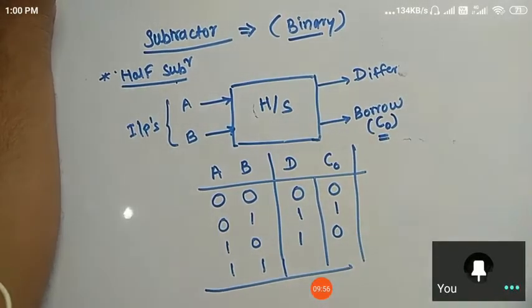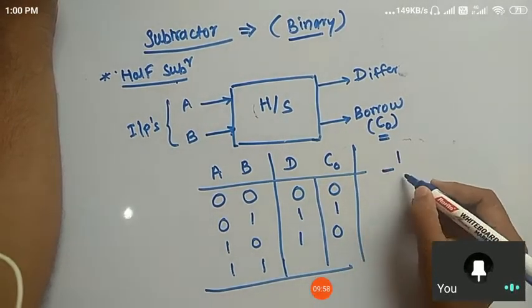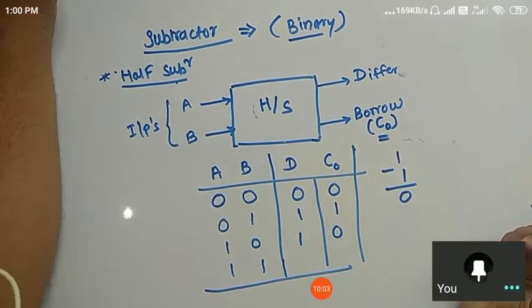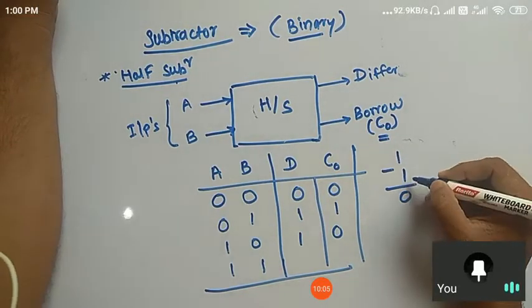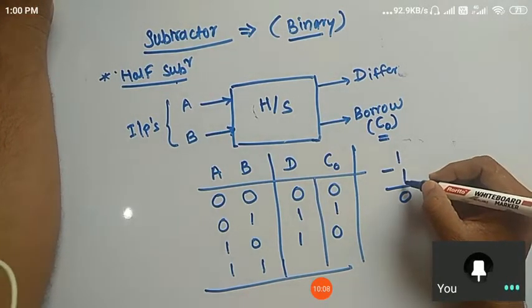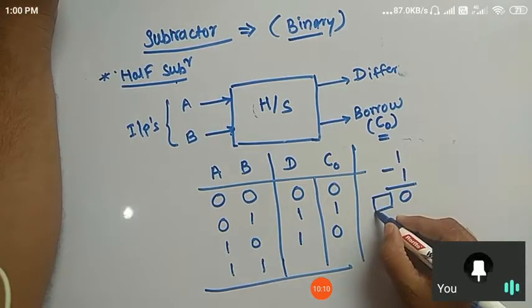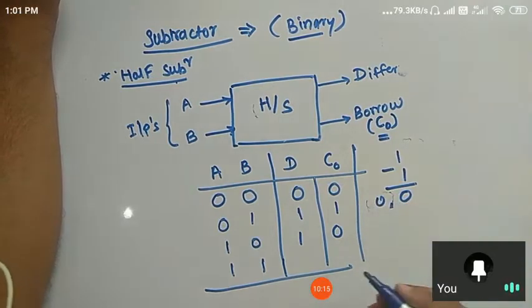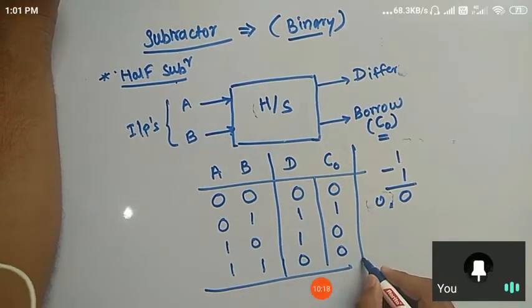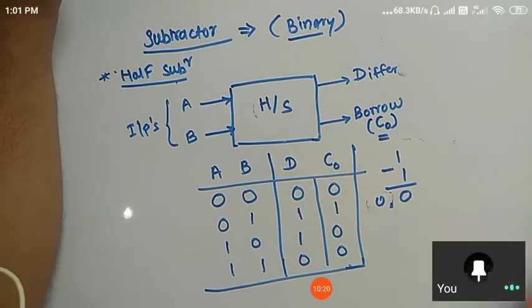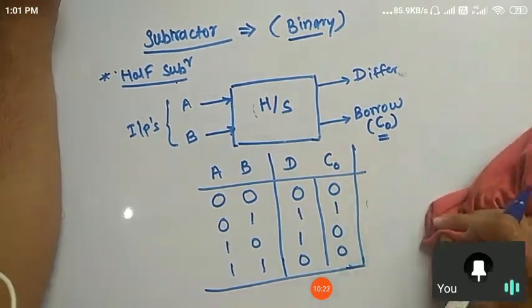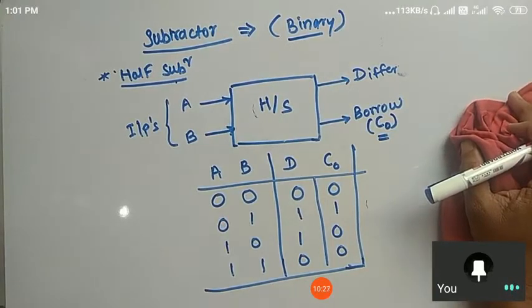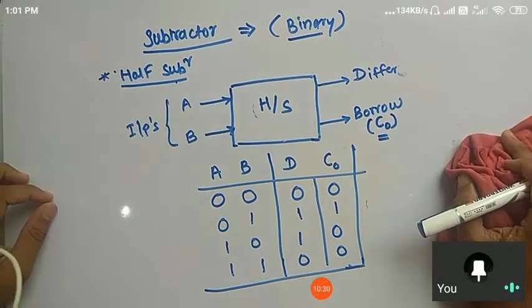Next, last case, 1 minus 1. What is the difference? The difference is 0, right? And this bit is not smaller than the second one, so no carry or borrow will be generated. So 0 difference and 0 borrow, or we can say carry, right? So this one is the truth table for the half subtractor. Is there any problem? I don't think there is a problem.